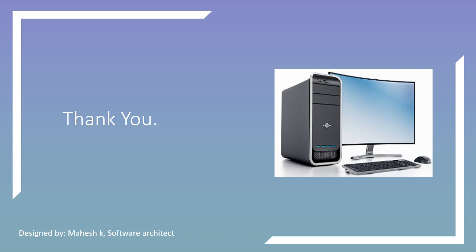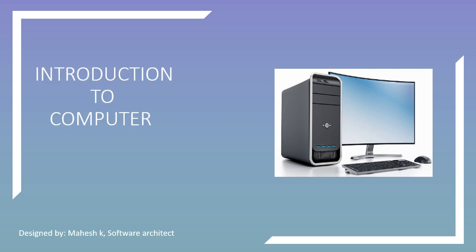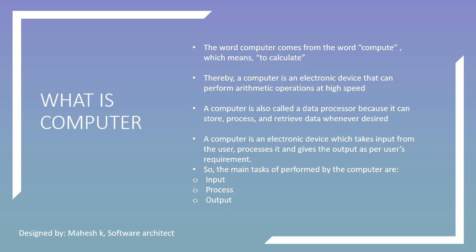If we rewind, what we have learned today in this video: what is a computer? Computer comes from the word compute, which means to calculate. Thereby a computer is an electronic device that can perform arithmetic operations at very high speed. The main definition: a computer is an electronic device which takes input from the user, processes it, and gives output as per user requirement. So the main tasks performed by the computer are input, process, and output.